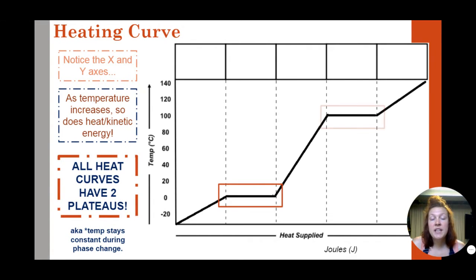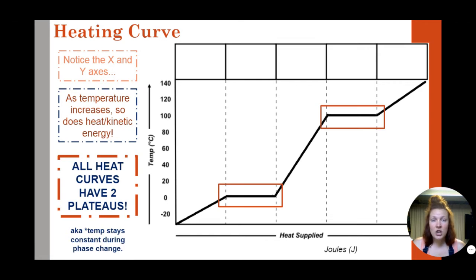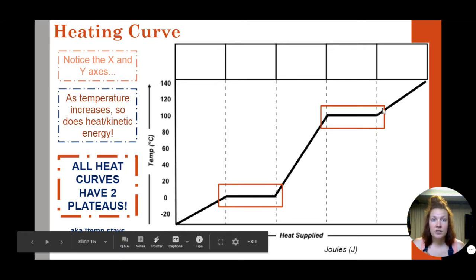So I also want you to notice that this heat curve has two leveled off plateaus, these leveled off sections where there is no increase in temperature. Temperature remains the same, but you can see that the heat supplied increases. So the temperature stays the same during this phase change, which is what these plateaus are. I also want you to note that all heat curves will have two plateaus. One will be for boiling and condensation point, and the other one will be for melting and freezing point every single time.